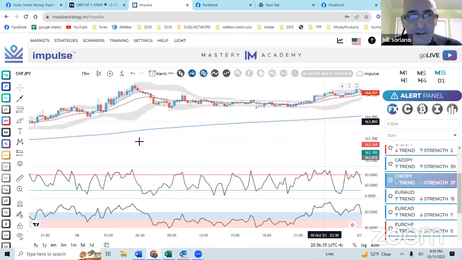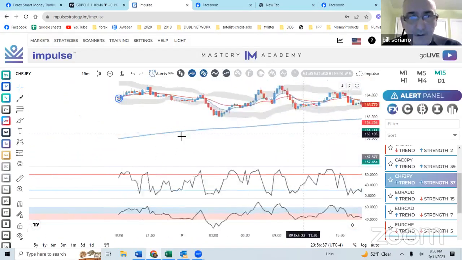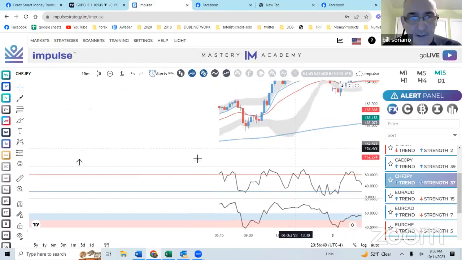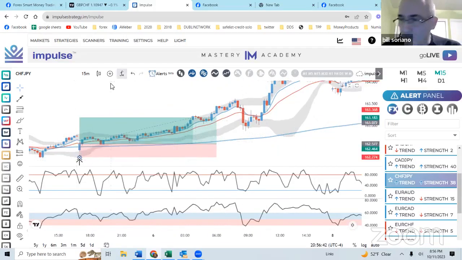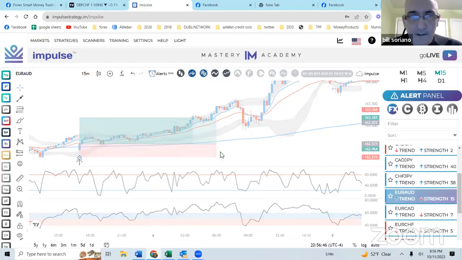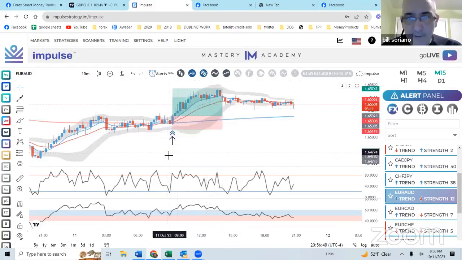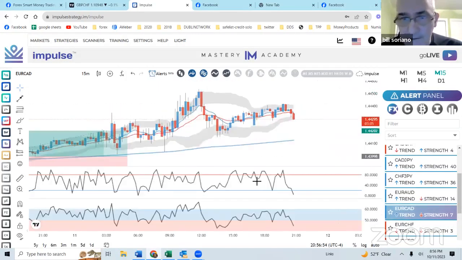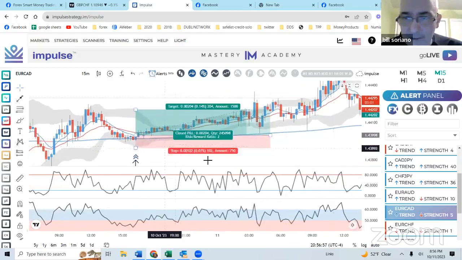CHFJPY. Again, we don't have an indicator go off here. We don't have the indicator go off for a couple days. Back here, we had a winning trade. EURAUD, there's another trade right there. Doesn't quite win yet, right? Almost hits our take profit, but not quite. Okay, here's a winning trade right here.